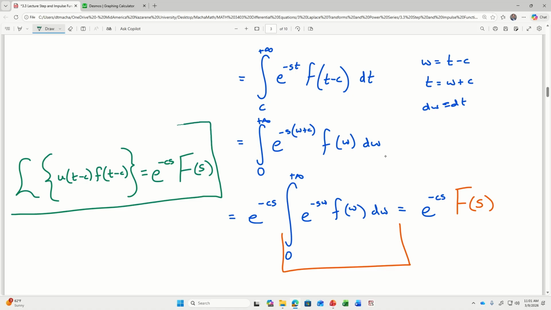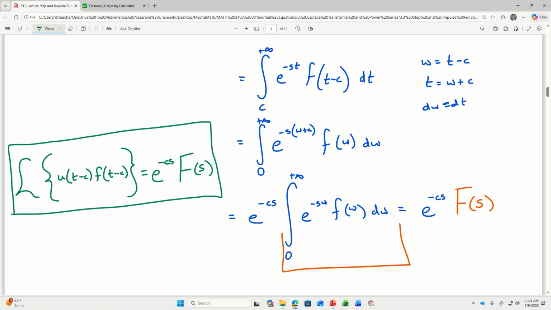Remember, capital F denotes the Laplace transform of the lowercase f. And we're just saying for any lowercase f function, if the argument is t minus c, just take the Laplace transform like you would normally do of lowercase f of t, and that is the capital F of s part. And then to handle the whole unit step function and the shift in the argument, that both is taken care of by multiplying by e to the negative cs in the s domain.